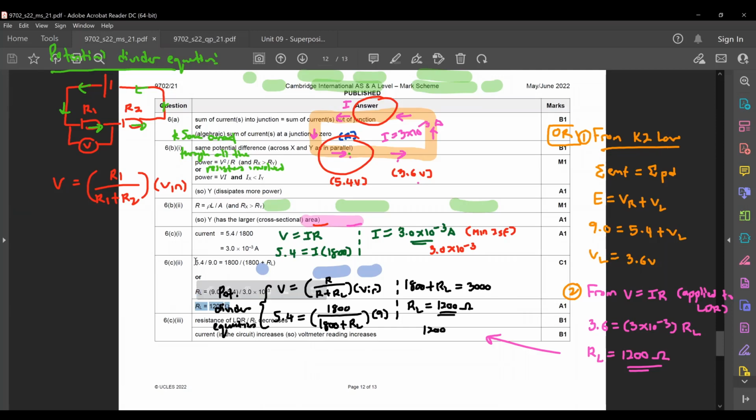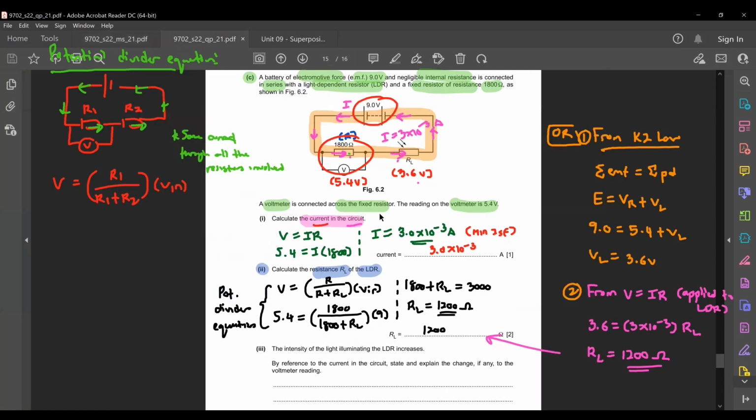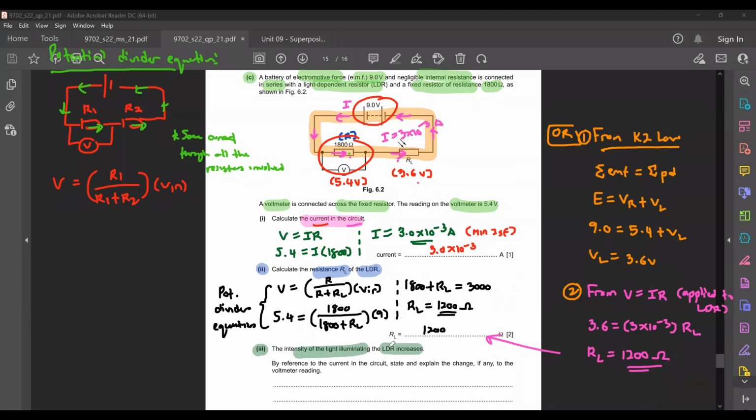Okay, for your current question, they were using the potential divider equation to find the answer. All right, so that is for this part. Then we move on to part 3. Now for part 3, they mentioned this. The intensity of the light illuminating the LDR increases. By reference to the current in the circuit, state and explain the change, if any, to the voltmeter reading.